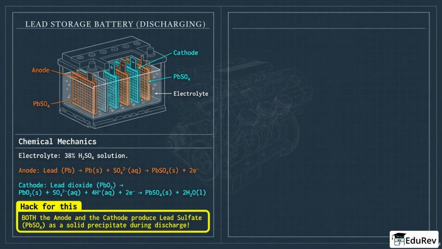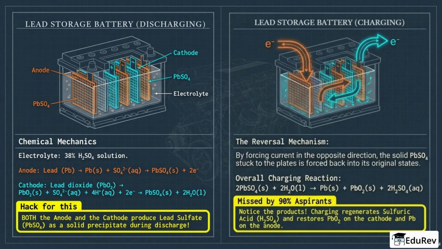The lead storage battery is shown in both discharging and charging modes. During discharge, both the anode and the cathode end up forming PbSO4 as a solid precipitate. The electrolyte is about 38% H2SO4 solution. During charging, the process reverses, regenerating sulfuric acid and restoring PbO2 on the cathode and Pb on the anode. That reversible chemistry is why the lead-acid battery can be reused.